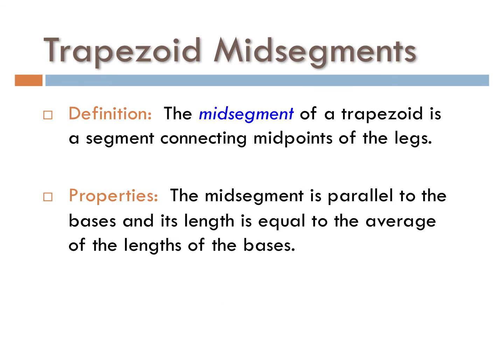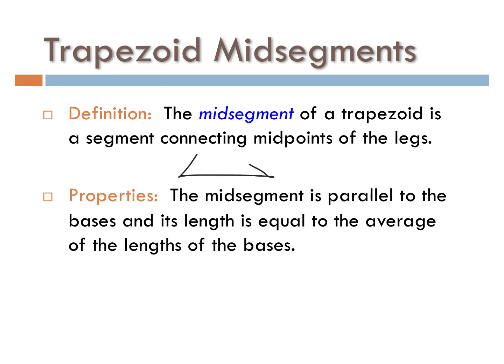Now we're going to talk about trapezoid midsegments. The midsegment of a trapezoid is a segment that connects the midpoints of the legs. Now notice it's just a trapezoid. It does not have to be isosceles. This works for both trapezoids and isosceles trapezoids. And the property of that, so midsegment, imagine the legs, you find the midpoint of one leg, the middle of the other leg, connect it. So there's going to be a segment in the middle of your trapezoid.